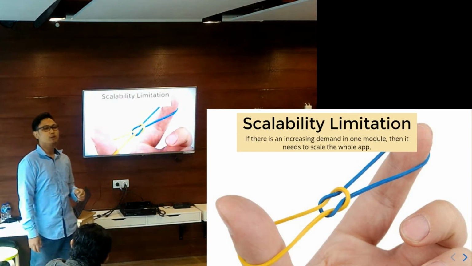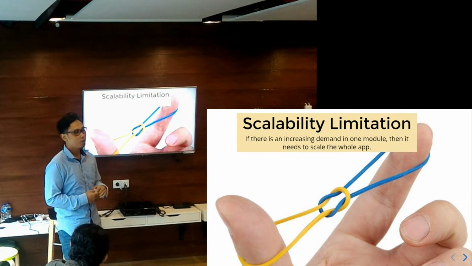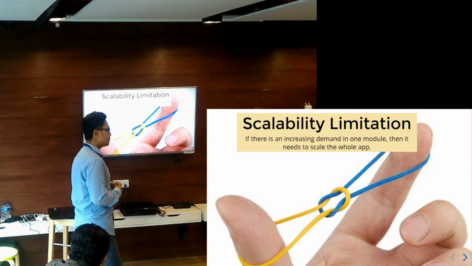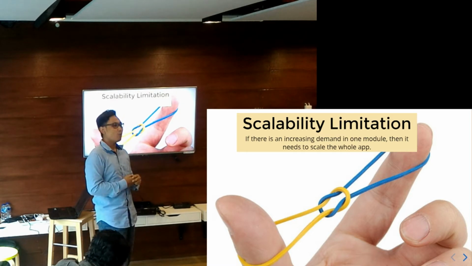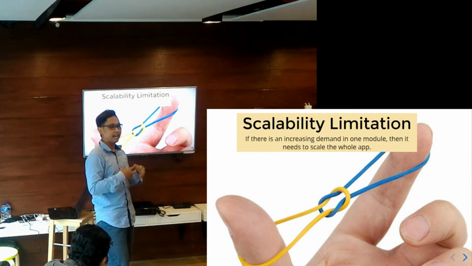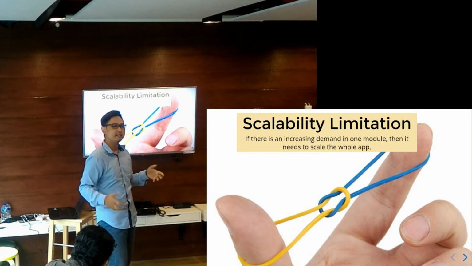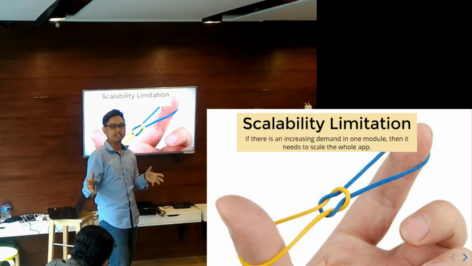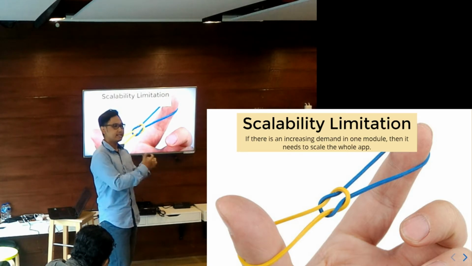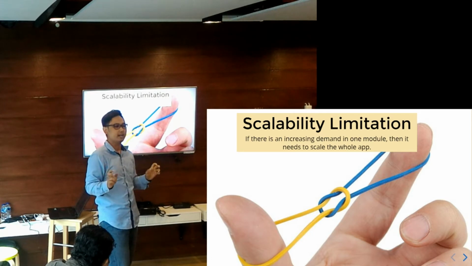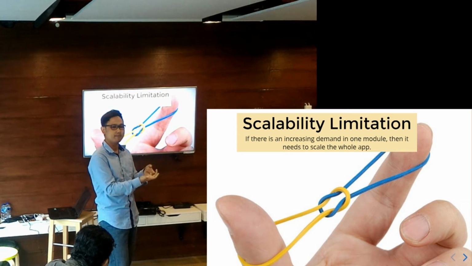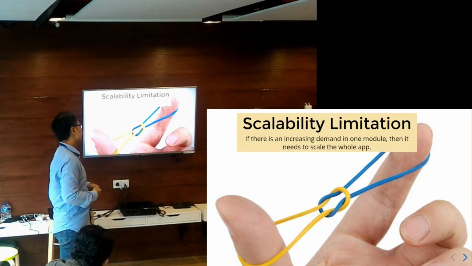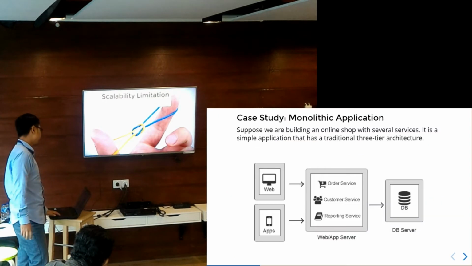And the next one would be scalability limitation. In this case, if your application gets a lot of traffic, a lot of demand, the way to scale up your application is to replicate the whole application, right? You cannot scale at the module level. So you need to replicate, or you need to scale up by increasing the RAM, the processor, or something like that. There is a limitation on scalability.